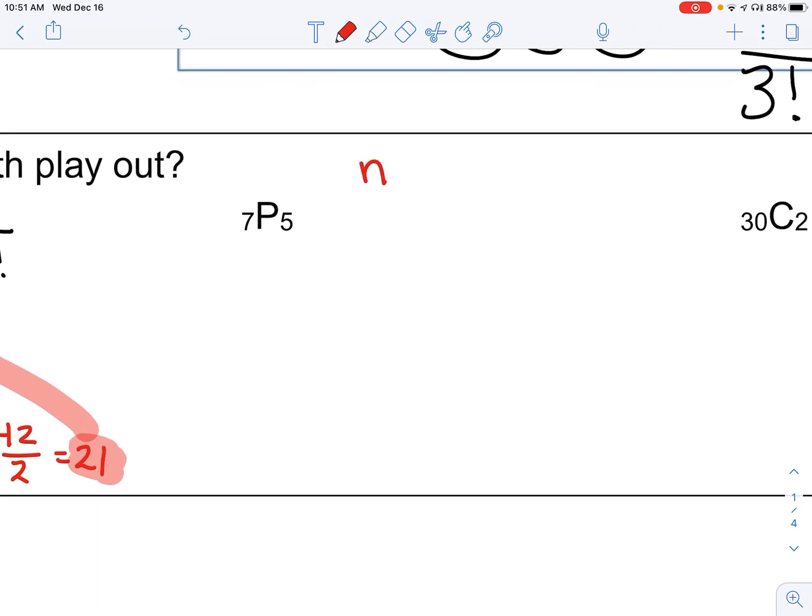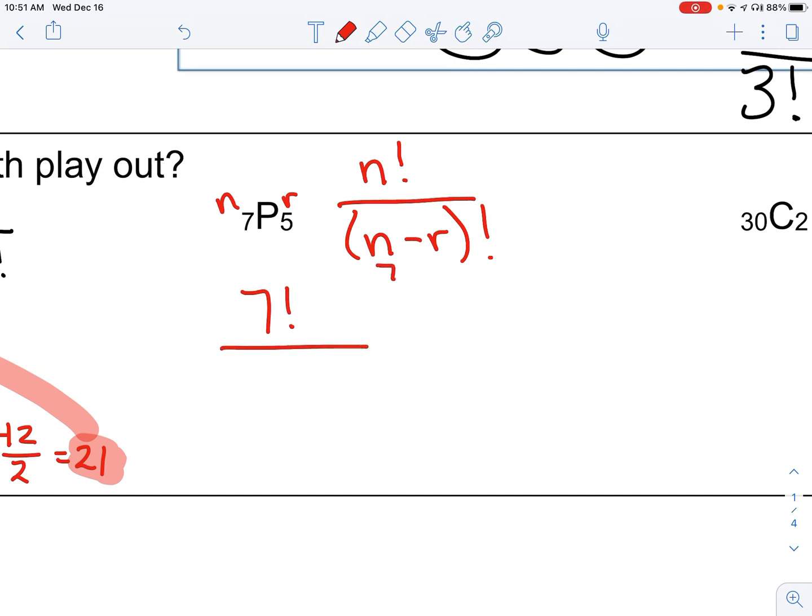So permutation is n factorial over n minus r factorial. And so if this is n and this is r, there will always be more permutations if you use the same number than there are combinations because you're arranging all of the different groups. So I would do 7 factorial over 7 minus 5, which is 2 factorial.